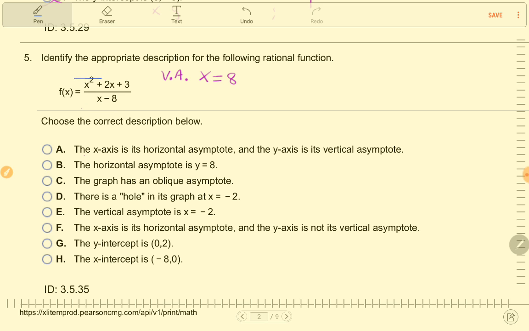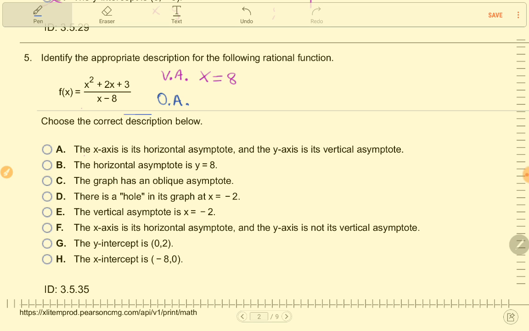So the other thing that I notice is that the degree of the top is 2 and the degree of the bottom is 1, and we know that if the numerator's degree is 1 higher than the denominator's degree, then there is an oblique asymptote, which means slanted. So we have an oblique asymptote, and when you have an oblique asymptote, it means you don't have a horizontal. You will have either one or the other. Okay, so there is an oblique asymptote.